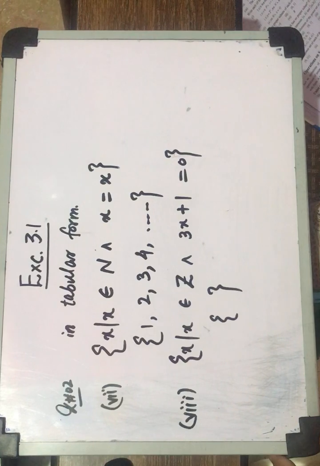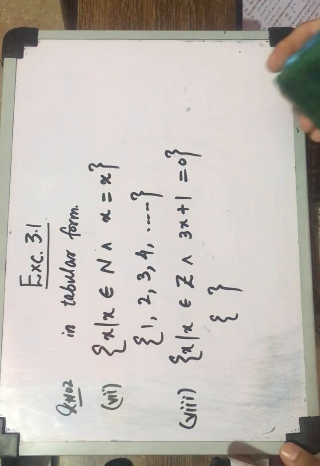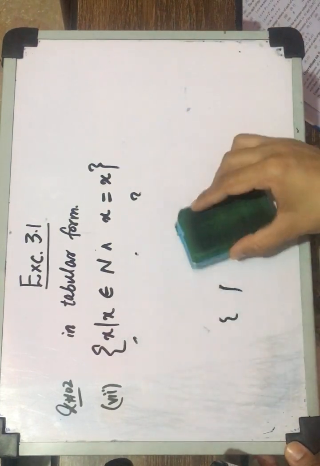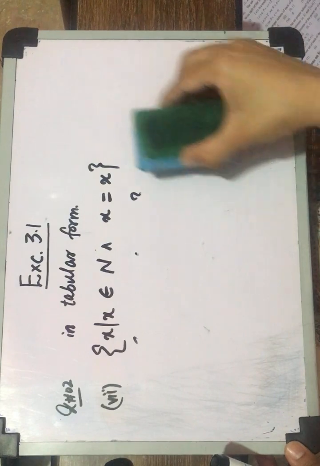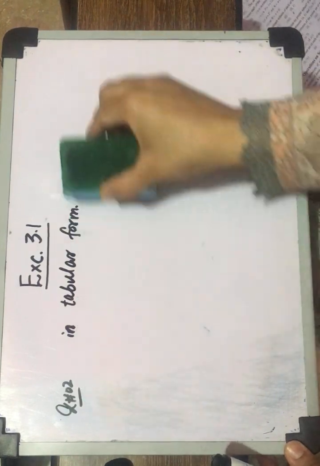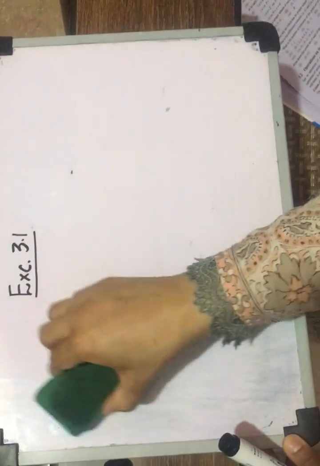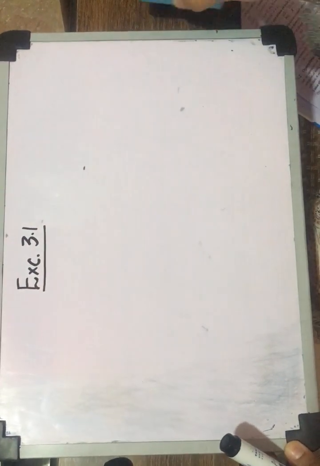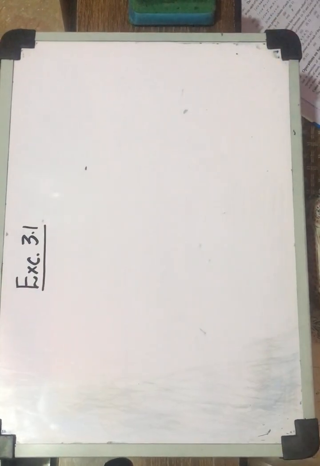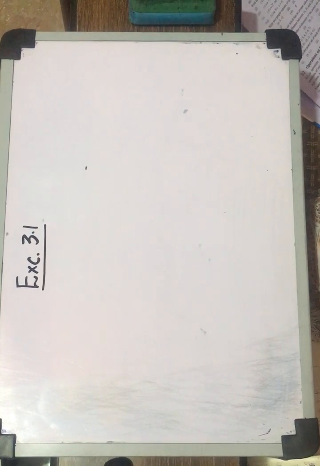Okay students, this is the end of our question number 2. Let's move towards question number 3. In question number 3, we have to find the proper subsets of given sets. Okay, proper subsets. First of all we will define what a proper subset is.